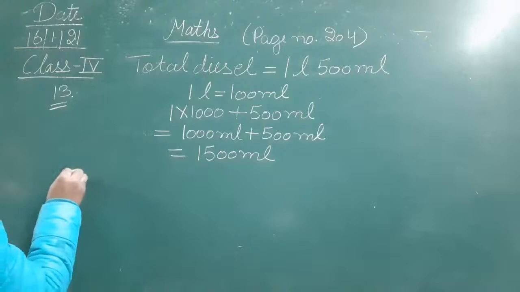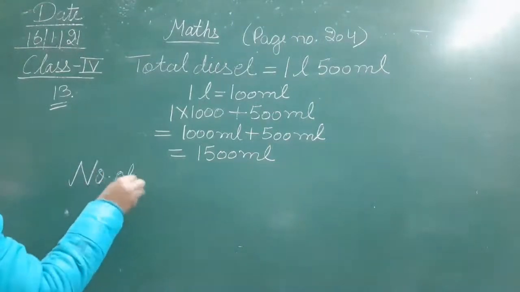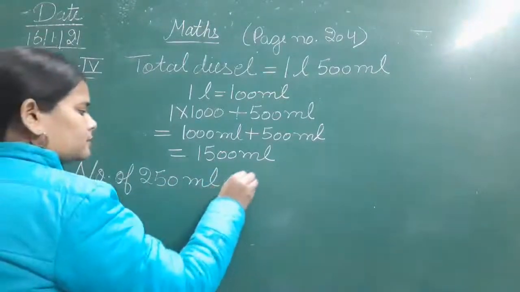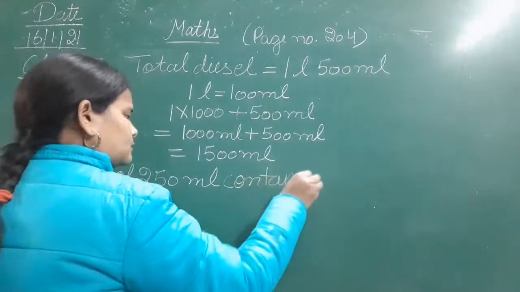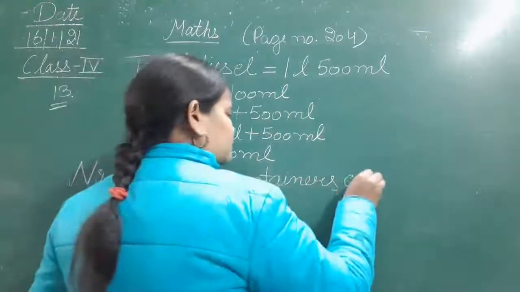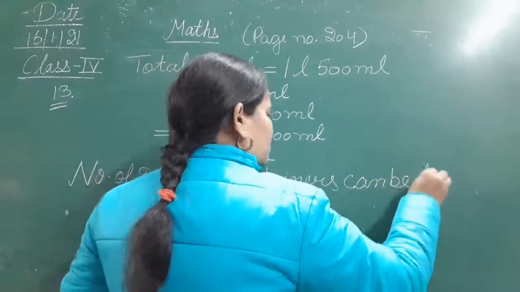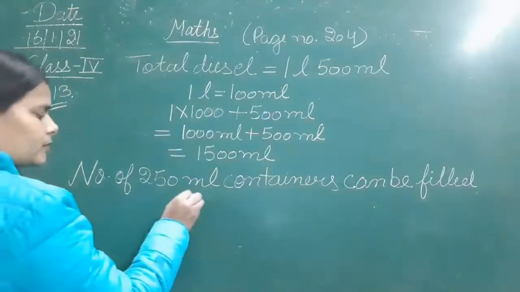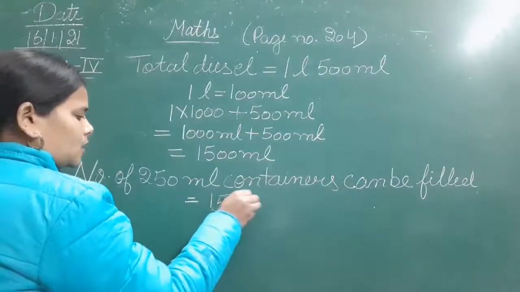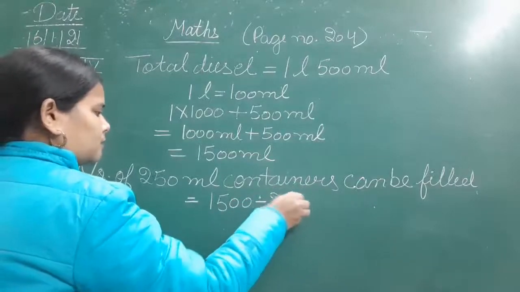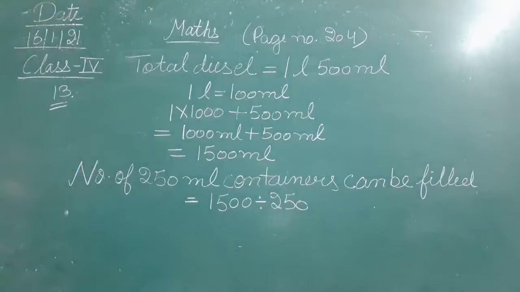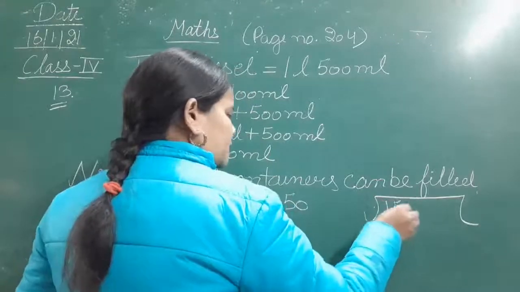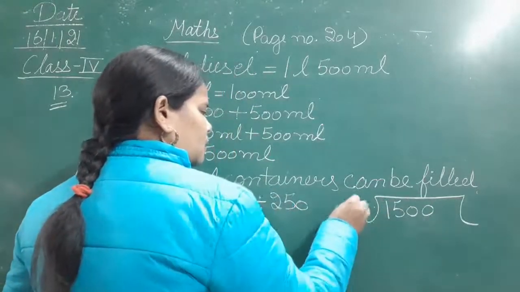So number of 250 ml containers can be filled. वो हम कैसे निकालेंगे? फॉर दैट वी विल डिवाइड टोटल, दिस इज 1500 ml डिवाइडेड बाय 250 ml. ओके, सो लेट्स डिवाइड इट. ओके, दिस इज व्हाट वी विल डू. 1500 डिवाइडेड बाय 250.